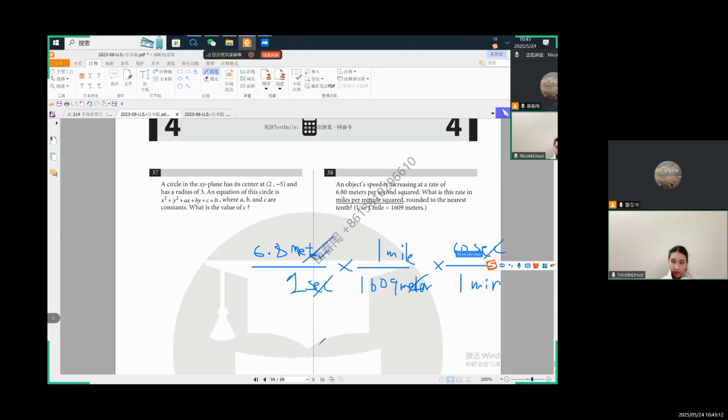Wait, this is our thing. Meter per second squared. There's a square in here. Oh, so I'm supposed to square my answer? Yeah, so there's a square here, so you have a square here to simplify, right? If you have a square in here, you have a square in here, right? I see.